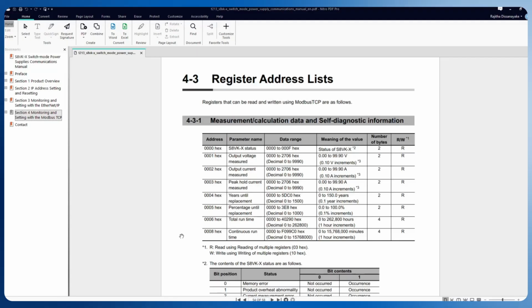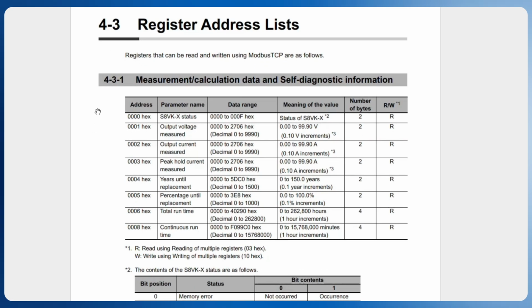When using Modbus TCP, we need to identify which registers we need to read from the Modbus device. In this instance, the S8VK power supply has multiple holding registers that we can read using the DX100. In this example, we will focus on register number 1, which is the output voltage of the power supply, register number 2, which is the output current of the power supply, and register number 6, which is the total runtime.